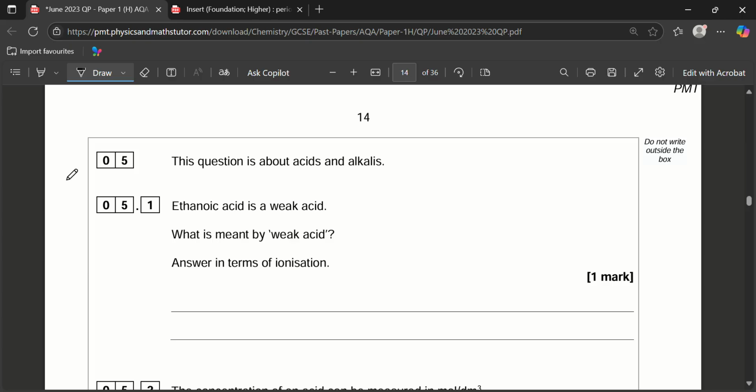Question 5. Question about acids and alkalis. Ethanoic acid is weak acid. What is meant by a weak acid? Just in terms of ionization.